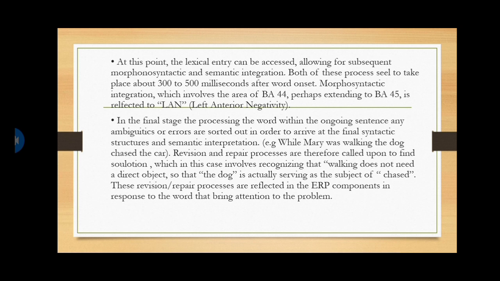Thus, the initial interpretation of the sentence, while Mary was walking the dog, is corrected to, while Mary was walking, the dog chased. The revision or repair process is reflected in the ERP, or event-related potential, components in response to the word that brings attention to the problem. The neural basis of this process is still not well understood, though it may depend partly on the basal ganglia.